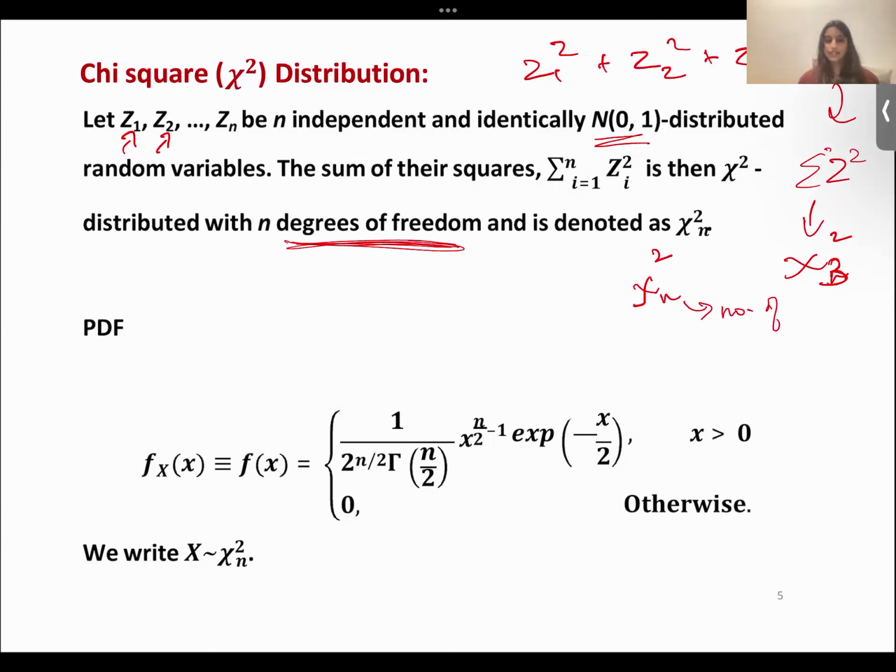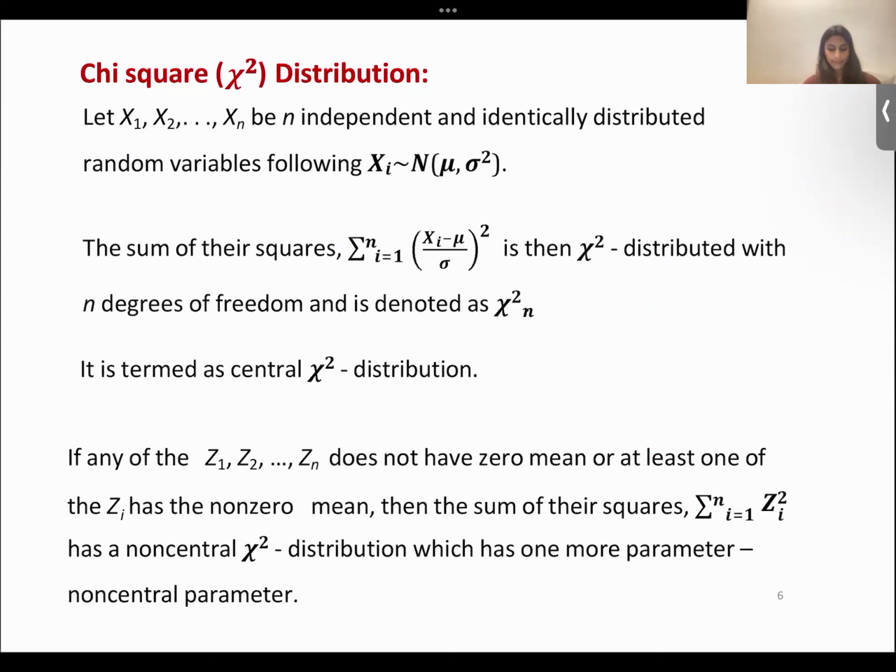The PDF here is given by a complex formula. You do not need to remember this. But remember, x has to be greater than 0 for a chi-square distribution.